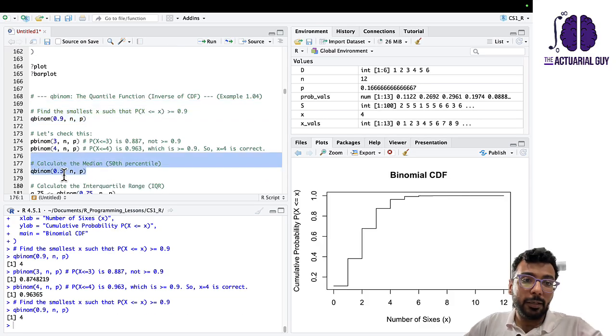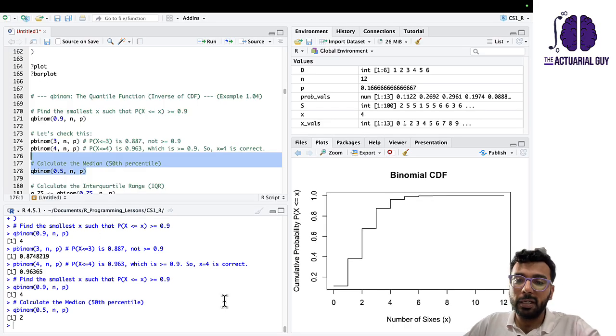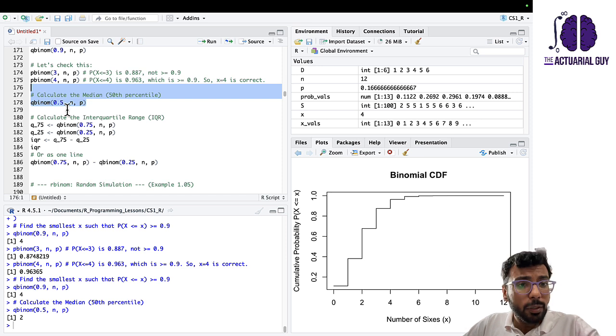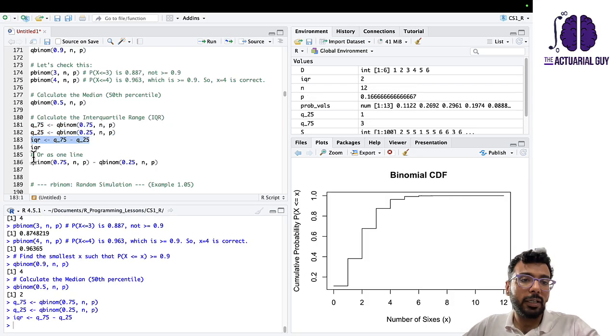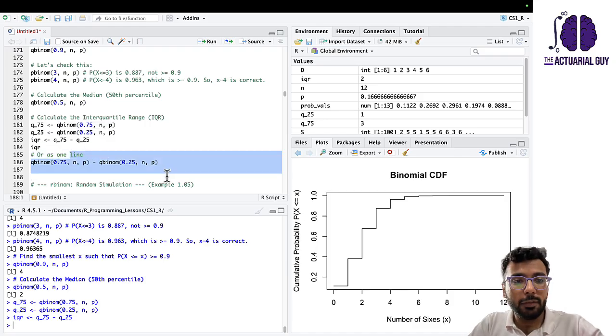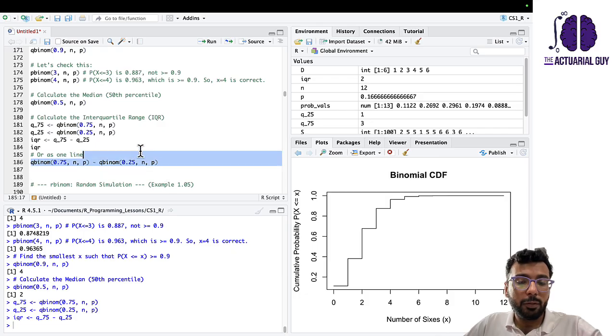If you want to calculate the median, as I told you, you have to put 50% as the quantile. It divides the data into two parts, and it's the 50th percentile, the middle quantile. So that's how you calculate it, and the median is 2. If you want to calculate the interquartile range, you calculate the 75th percentile, so you take 0.75 here, and the 25th percentile. This will give you Q3 and Q1, and then Q3 minus Q1 is your interquartile range. Or you can do this in one line itself. You can just take Q3 minus Q1. So this is how you get your interquartile range. All of these functions are very straightforward and very intuitive.